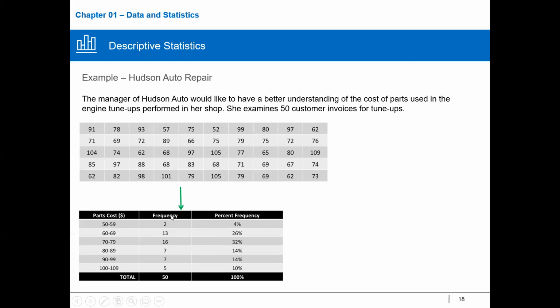So here you go. Here's a nice histogram, as we showed in the previous slide. If you look carefully here, it looks like the common range of parts cost is between $70 and $79. She can use this to make decisions. In fact, she can use it to market her business. A customer calls on the phone saying, hey, I'm looking for a tune-up. About how much will I spend in parts? She could say, well, the average cost is around between $70 and $79. Okay, good information. Not based on guesses, based on facts, okay?